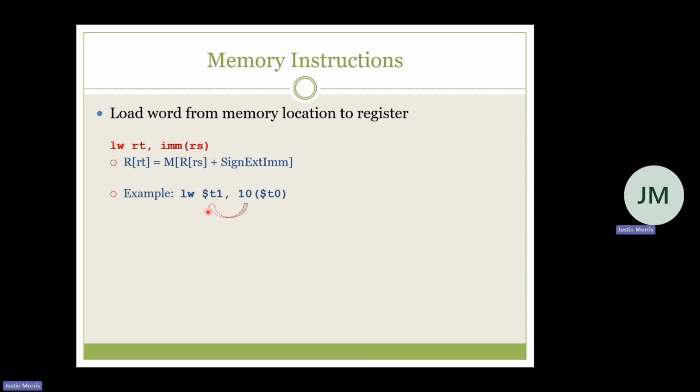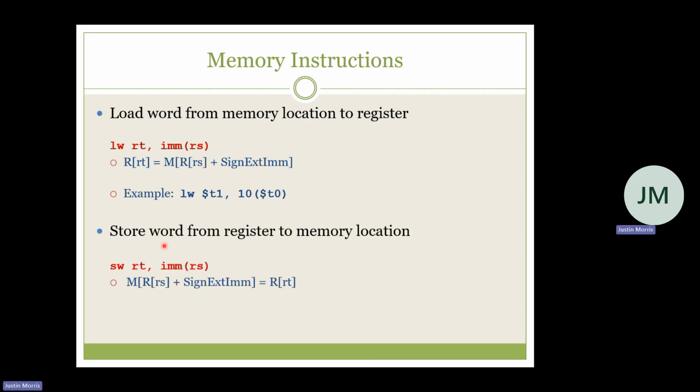And following the same format as R-type instructions, the first register is always your destination register. So although RS is the first register in the field of the instruction, in the assembly code, the first register is your destination register. So this is RS, which is your base address. This number is your immediate. So RS plus this immediate gives you the memory address, and we need to put that data into T1, which is RT.